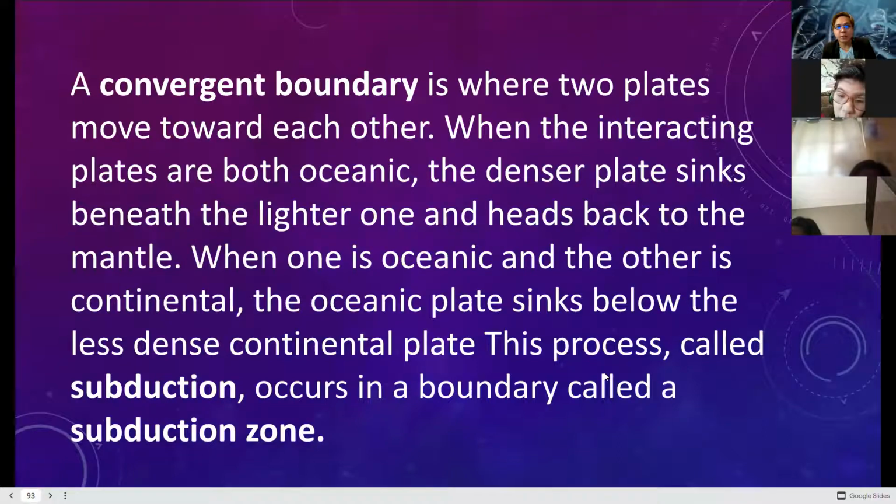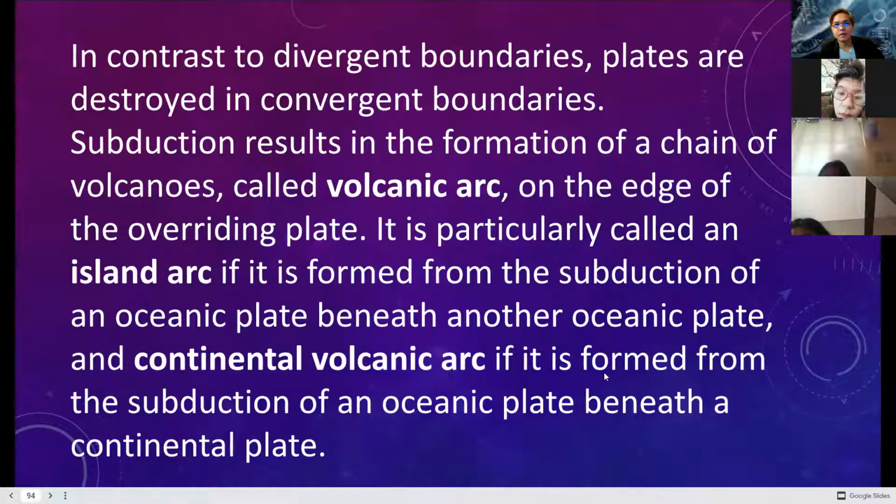When one is an oceanic plate and the other is continental, the oceanic plate sinks below the less dense continental plate. This process is called subduction. Subduction means that the denser plate will actually move below the other plate. This occurs in the boundary called the subduction zone. I will discuss it later. I will give you an illustration of what we are actually talking about.